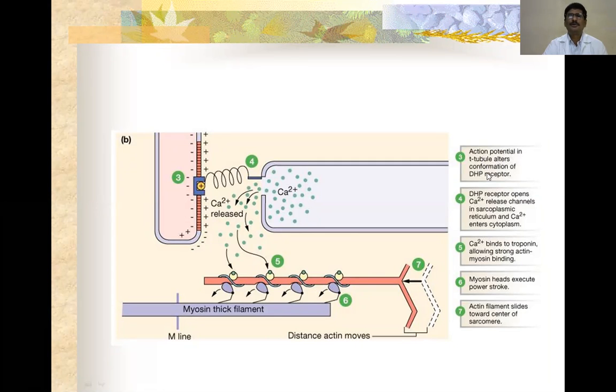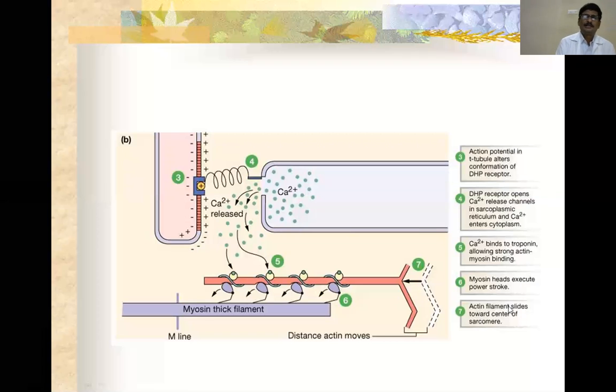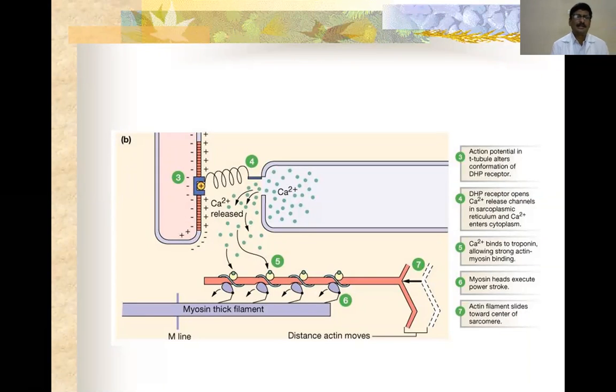The action potential in the T tubule alters the conformation of the dihydropyridine receptors, and this opens the calcium channels, and calcium binds to the troponin, allowing strong actin-myosin binding. The myosin heads execute the power stroke. Now the actin filament slides over toward the center of the sarcomere, that is the muscle contraction.